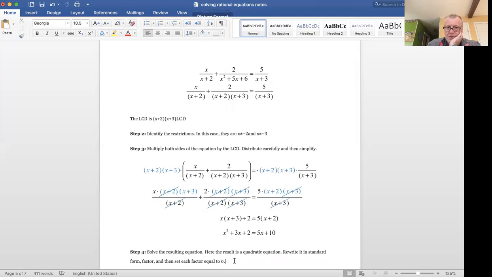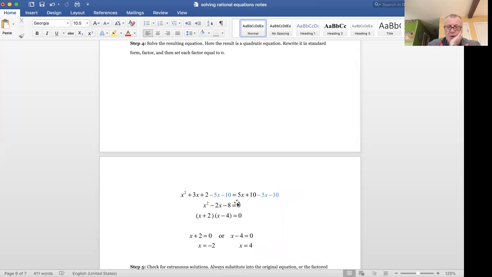Our fourth step, set it equal to 0 since it's a quadratic equation. I'll subtract 5x and minus 10 from both sides. That gives us x squared minus 2x minus 8 equals 0. Again, I could use a quadratic formula or I could try to factor. This factors pretty quickly because we need two numbers that multiply to be minus 8 and add up to minus 2. So 2 times minus 4 is minus 8, and 2 plus minus 4 is minus 2. So we set each factor equal to 0. We get x equals minus 2, and x equals 4.